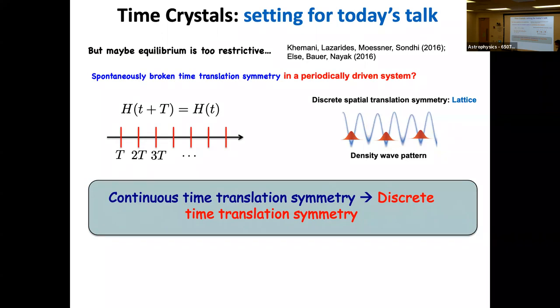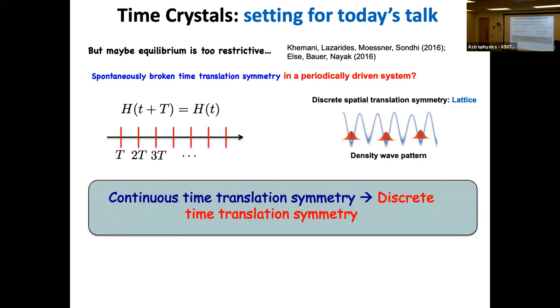We have a 1D lattice over here, so I just want to emphasize one more time that you can imagine a periodic potential in 1D, where you ask, for example, where particles want to sit. If the particles were evenly spread over here, we would say that they satisfy the discrete spatial translation symmetry of the lattice. But if they form a density wave pattern on top of that, then we would say that the system spontaneously breaks the discrete spatial translation symmetry of this underlying lattice. Okay. Is that clear? Good.